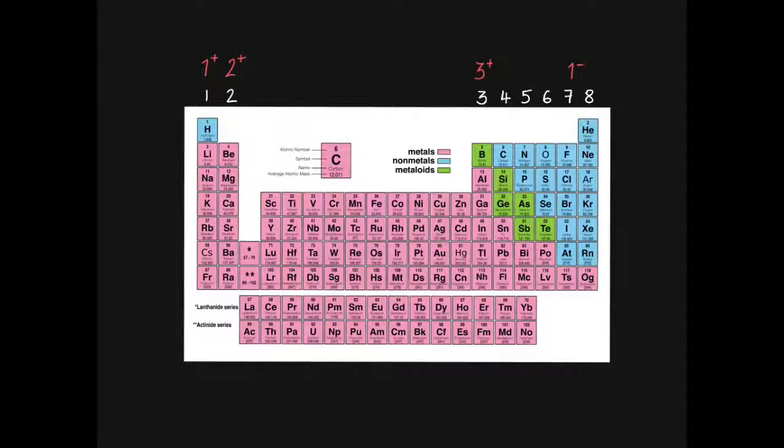But in group 7, it would be a 1- because they would gain 1 extra electron in addition to the 7 that they already have. Group 6, 2-, group 5, 3- for the same reason. That leaves group 4. These tend to bond covalently and not so much in ionic bonding. And then those in the middle, the transition metals, well, some of them are capable of forming more than one kind of ion, and we can address that in another tutorial.